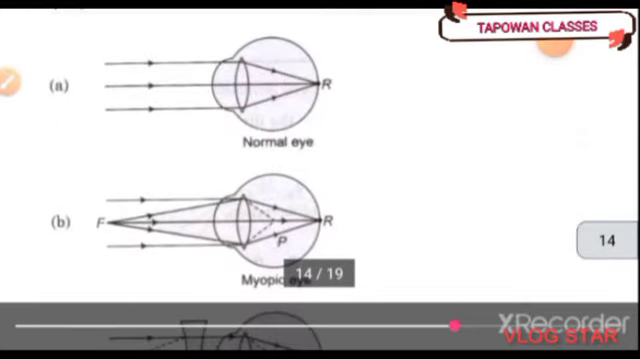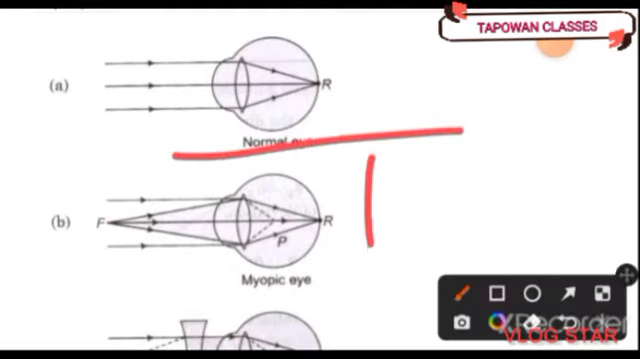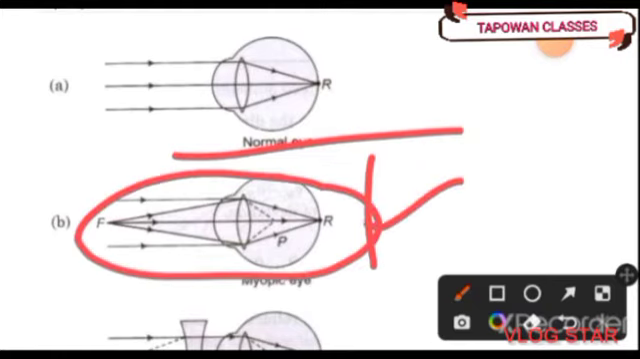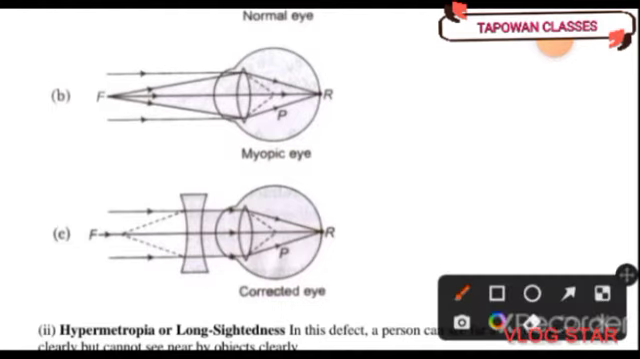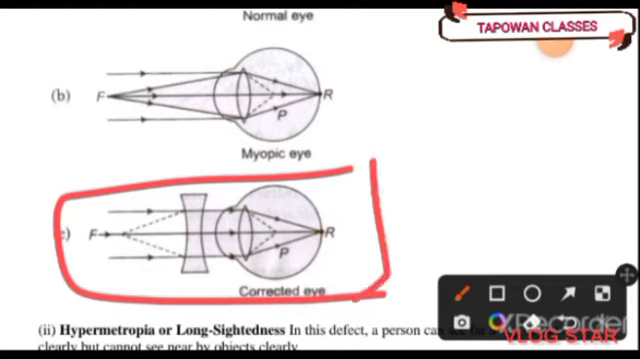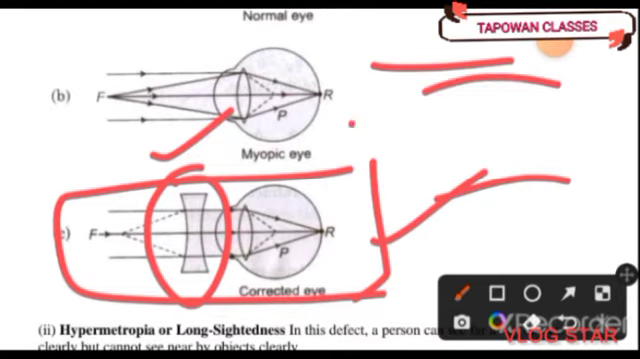Now this is the diagram. This is a diagram of a normal eye, and this is the diagram of the eye when the defect of vision is present. It is a very important diagram whenever the question asks for the diagram of a myopic eye and its correction. This is the myopic eye, and when using the lens, that is the corrected eye. To describe it, both diagrams are necessary: first the myopic eye, the defective eye, and then the corrected eye.